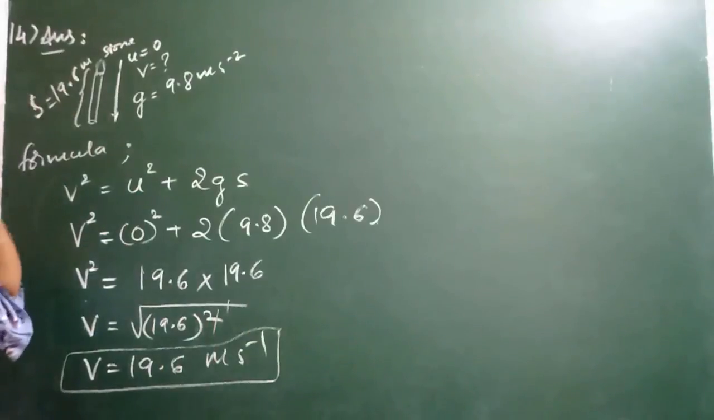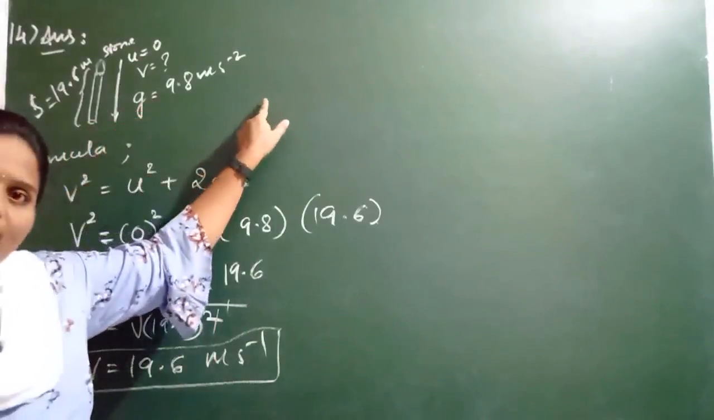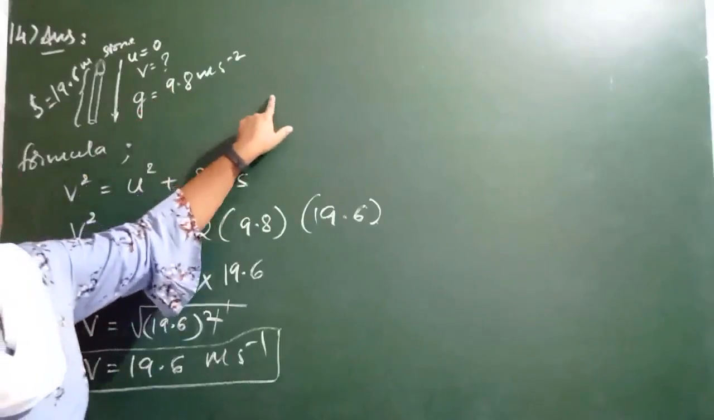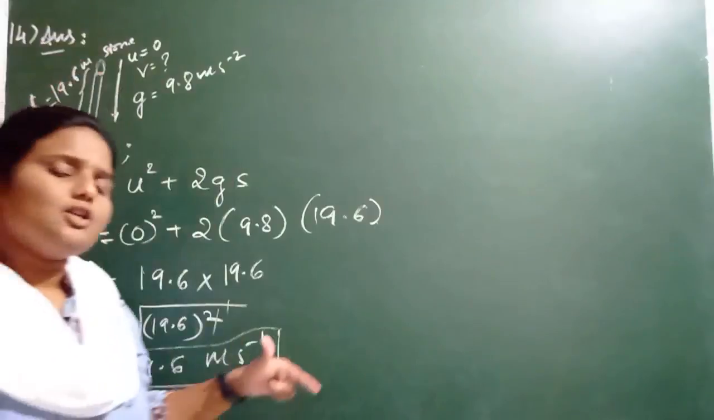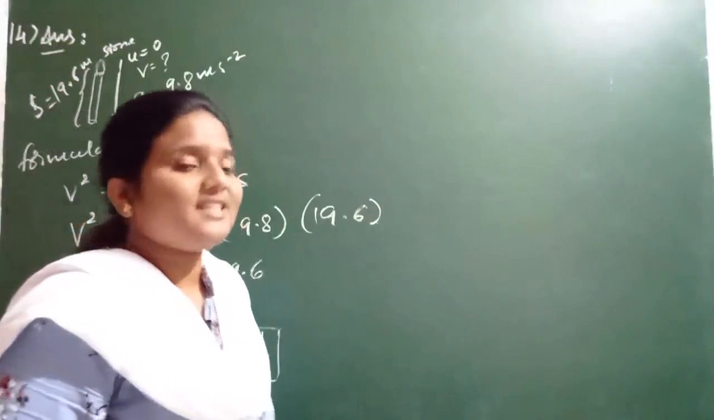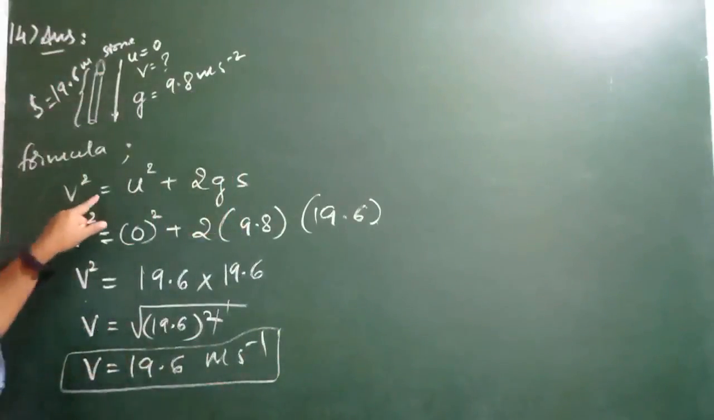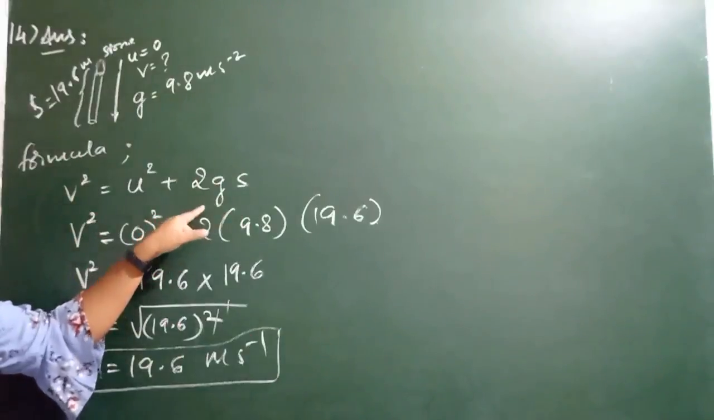19.6 meter. The acceleration due to gravity of the earth is what? 9.8 meter per second squared. Since this object, nothing but a stone, is moving towards the earth, there is no need of changing its sign. So now apply the formula, v square equals u square plus 2gs.